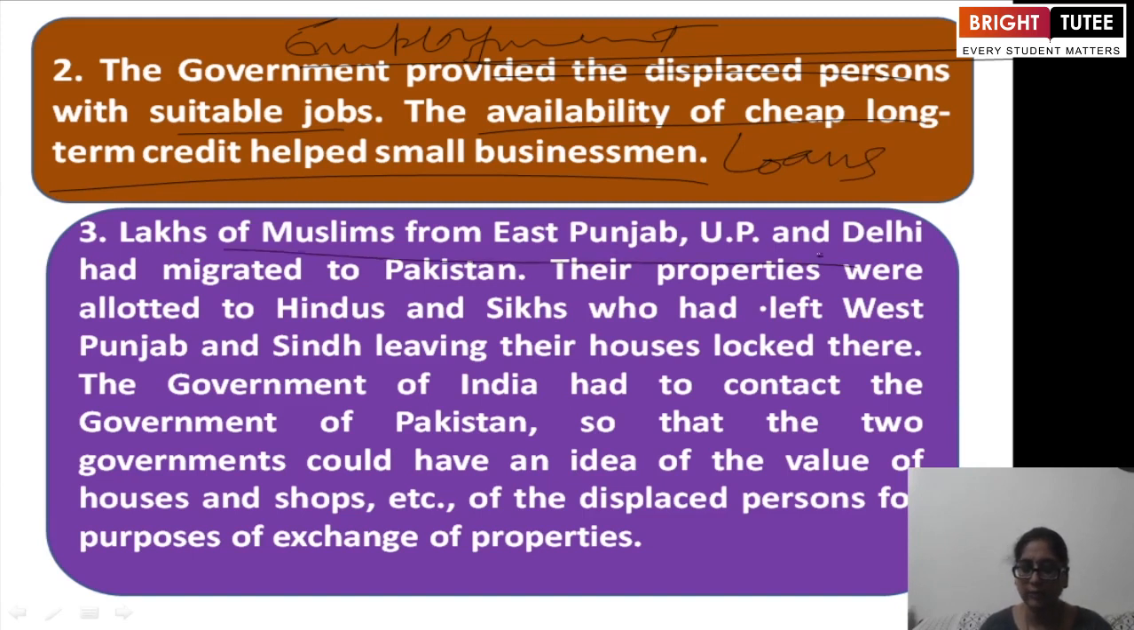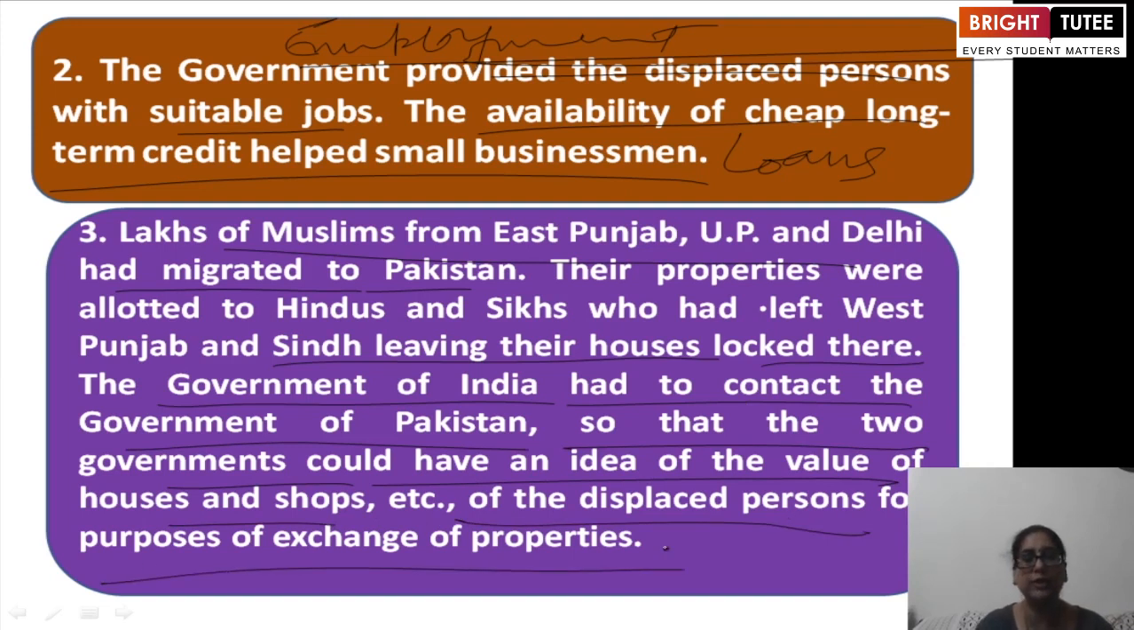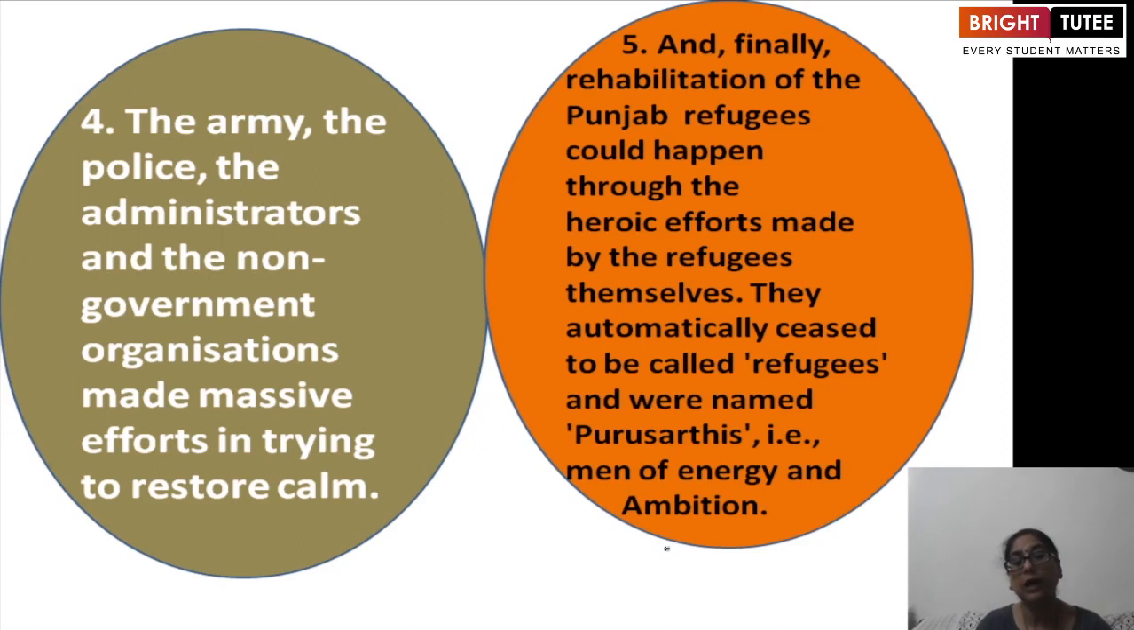Lakhs of Muslims from East Punjab, UP, and Delhi had migrated to Pakistan. Their properties were allotted to Hindus and Sikhs who had left West Punjab and Sindh, leaving their houses locked there. The government of India had to contact the government of Pakistan so that the two governments could have an idea of the value of houses and shops of the displaced persons for purposes of exchange of property. The army, the police, the administrators, and the non-government organizations made massive efforts to restore calm.